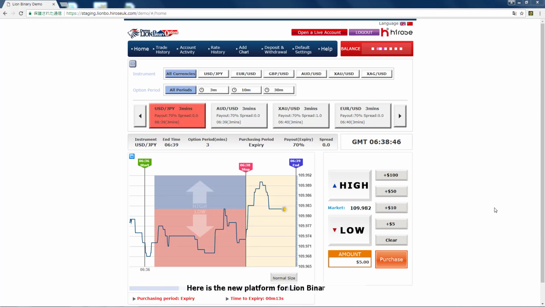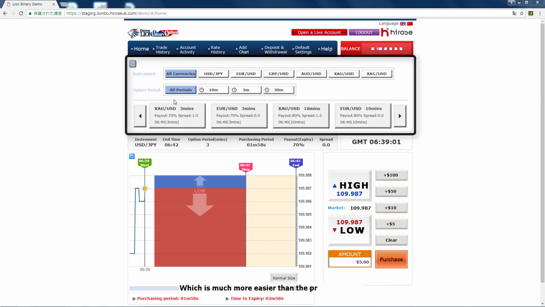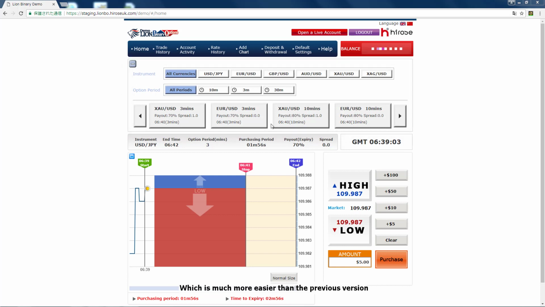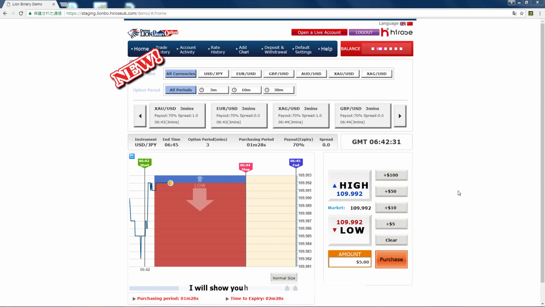Alright, so here's our new platform for the line binary options. On top here is where you can choose all the option periods and currency pairs, which is much easier than the previous version. This new feature helps you narrow down and filter the options really quickly, so that you can save your time and make more trades. Now I will show you how it will actually benefit you.